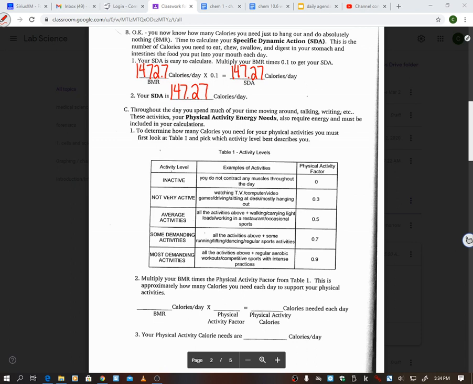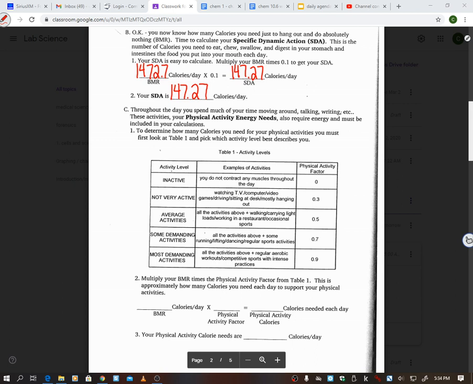Some demanding activities, all the activities above, plus some running, lifting, dancing, regular sports activities. And don't forget if you're in PE or if you're doing PE type stuff, think about that. Most demanding activities, all the activities above, plus regular aerobic workouts, competitive sports with intense practices. So I would say if you're in basketball or football or something, or if you're running every day, something like that.